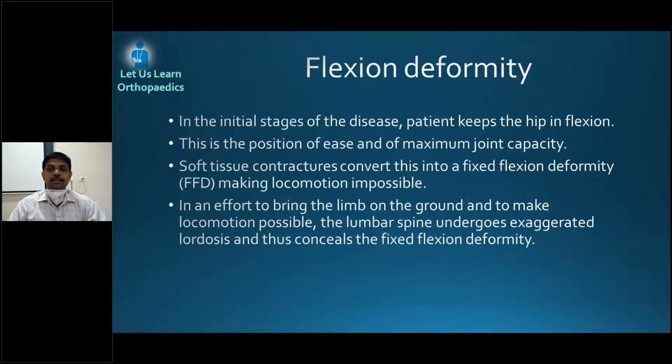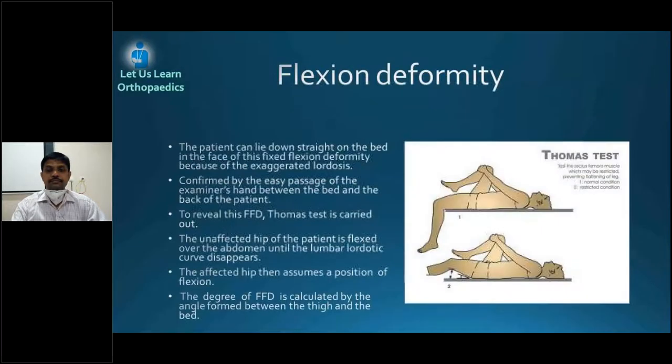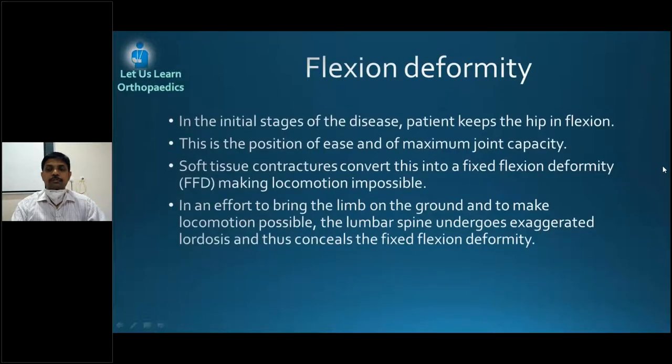Once the person keeps the hip in flexion, there will be soft tissue contractures that convert this into a flexion deformity, making locomotion impossible. In an effort to bring the limb onto the ground and to make locomotion possible, the lumbar spine undergoes exaggerated lordosis and thus conceals the fixed flexion deformity. So if you see this diagram, there will be flexion of the hip and contraction of the flexors of the hip. To conceal the deformity, the patient will bring the limb onto the ground, but to compensate for this, the lumbar spine undergoes exaggerated lordosis.